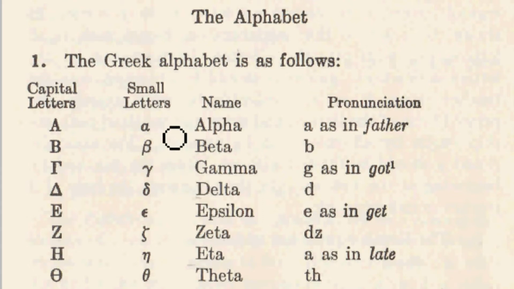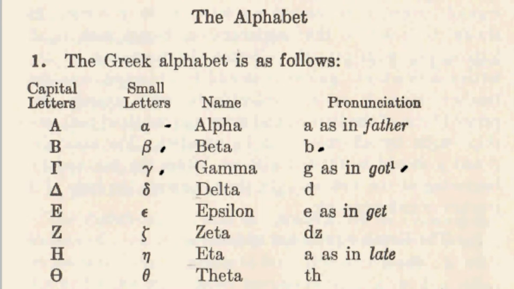I want you to not only learn to draw these letters, which I'll show you how to do in a moment, but also how to pronounce them. And so that's the main thing I want to do right now as we go through this page from Machen's textbook. First letter here is alpha, and of course it's pronounced A as in father. It's the A sound in an English alphabet. Beta, B, makes the sound of B. The gamma is the sound of G, as in I got it, or something like that.